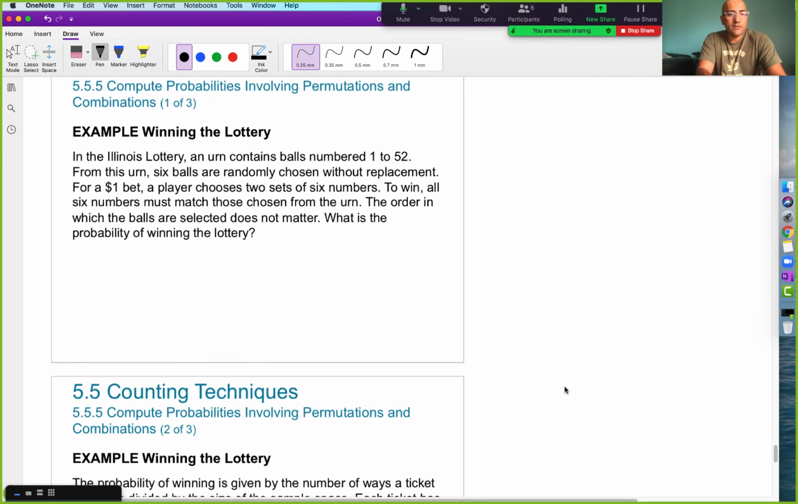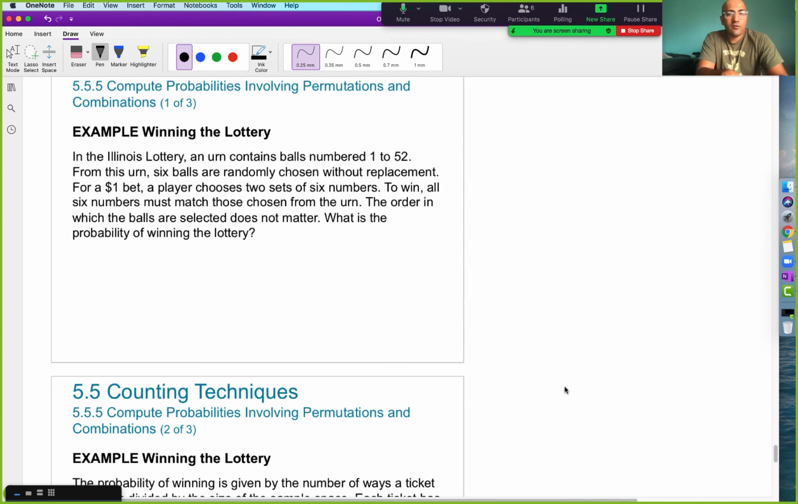Winning lottery tickets. So in the Illinois lottery, an urn contains balls numbered 1 through 52. From this urn, 6 balls will be randomly chosen without replacement. For a $1 bet, a player chooses 2 sets of 6 numbers. So you get 2 chances to win with $1. To win, all 6 numbers must match those chosen from the urn. The order in which the balls are selected does not matter. What is the probability of winning the ticket?